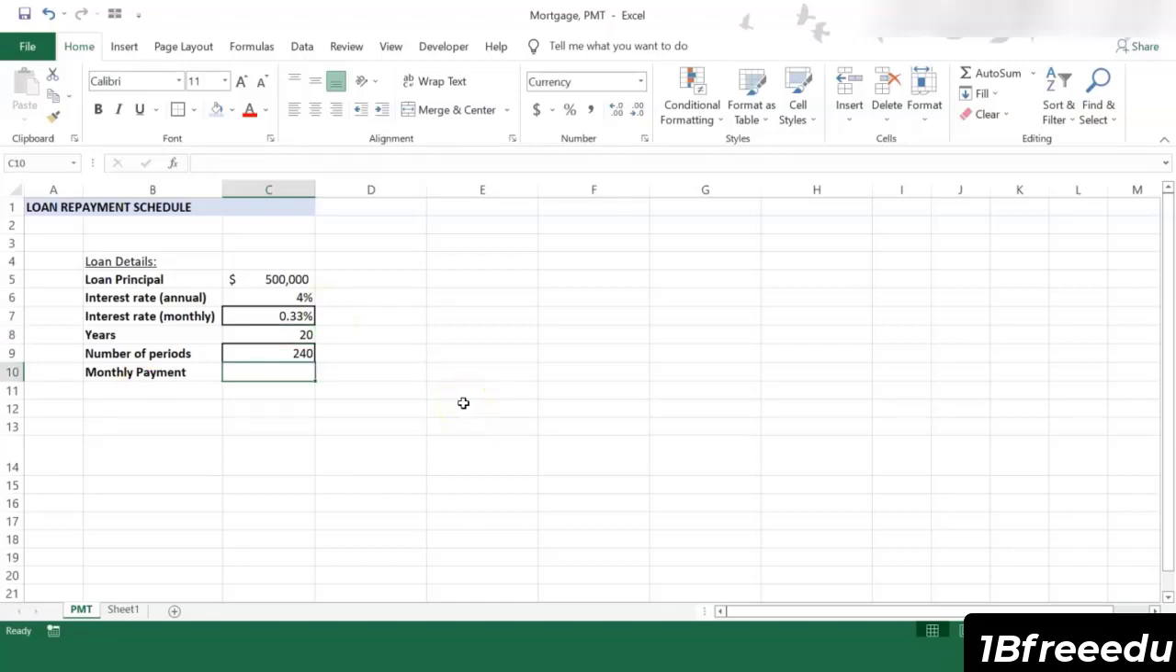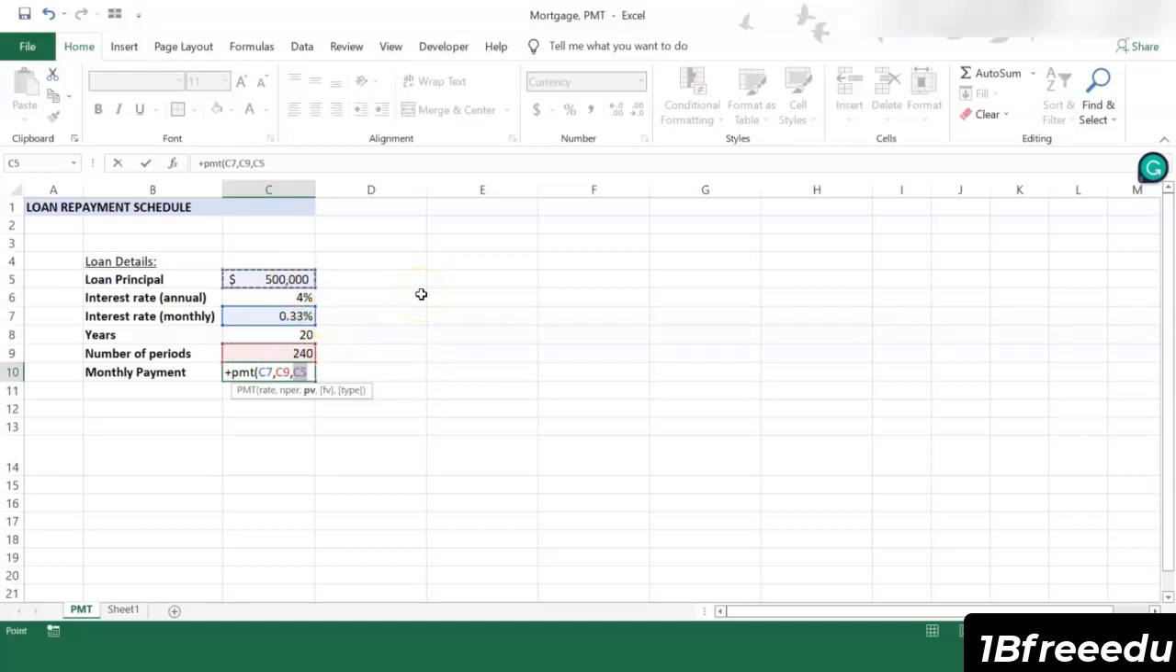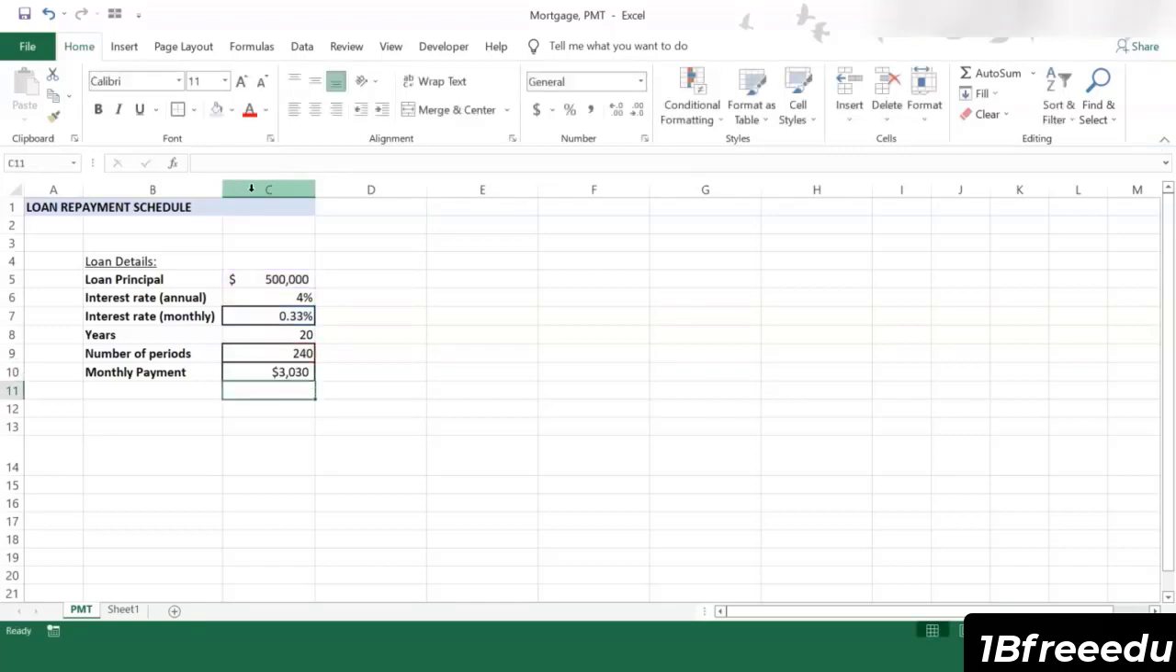And for this, we will use Excel's PMT formula. Enter all inputs that we need for our formula. So we have the rate, which is our monthly interest rate. Then we have the number of periods, which is 240 months. And we need the present value of our loan, which is $500,000. And we will put the minus sign in front of the payment formula in order to get the positive monthly payment. And our monthly payment is around $3,000.